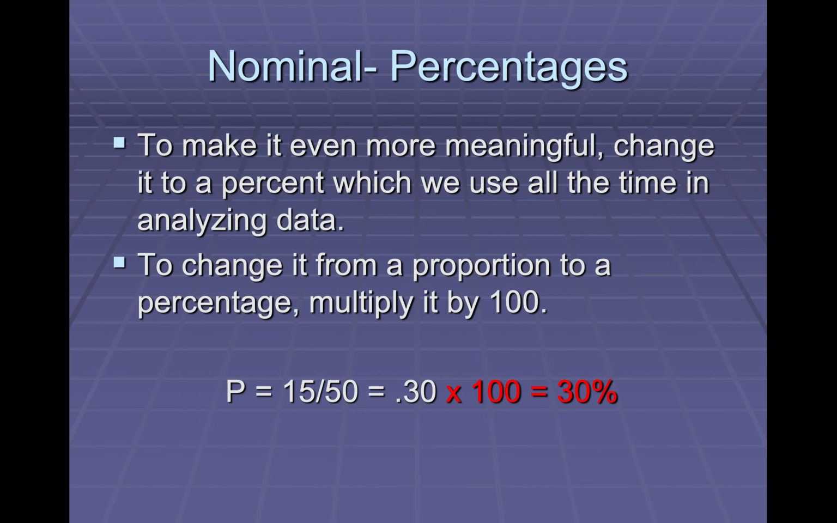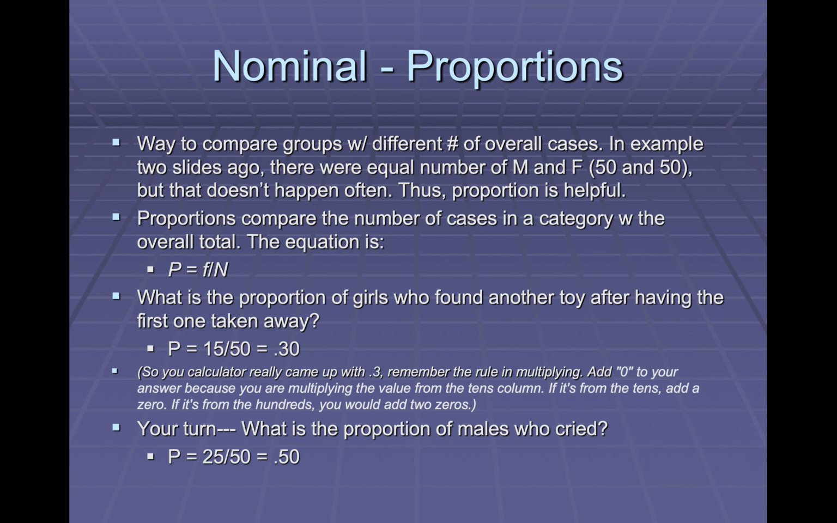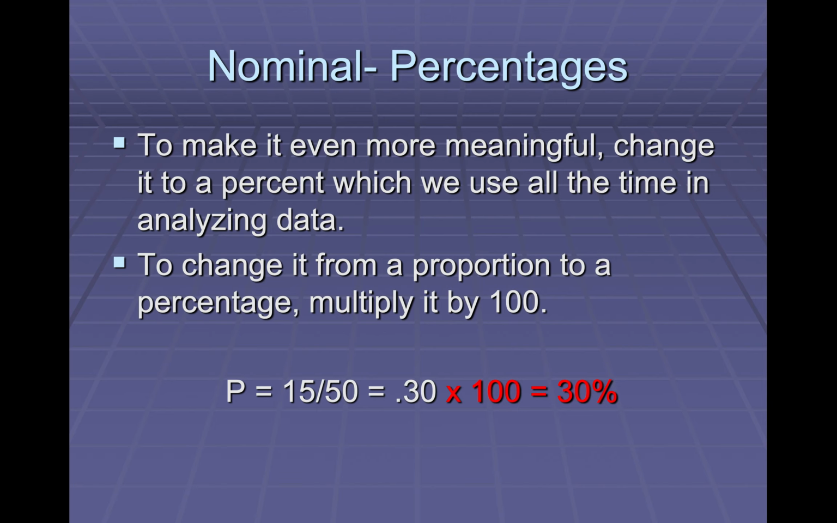All right, so sometimes it's nice to be able to convert proportions to percentages. So to change it from a proportion to a percentage, just multiply it by 100. So the example that we had done together was this one, the proportion of girls who found another toy after the first one being taken away. We found that it was 0.30. To be able to convert that to a percentage, because a lot of times people like to think in 100, it just helps people to make something more meaningful. So we can do 0.30 times 100 equals 30%.